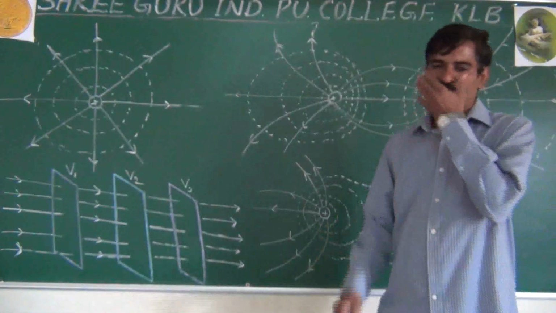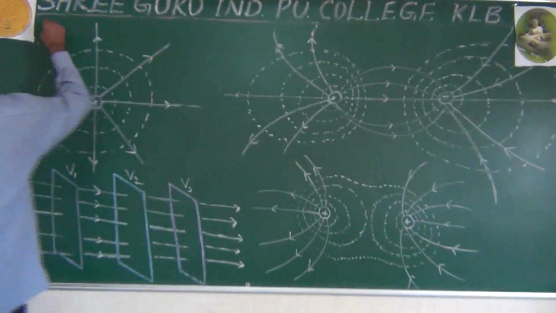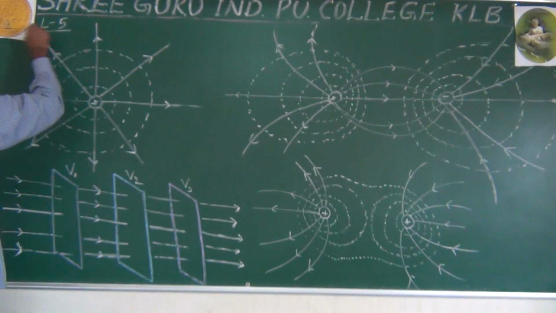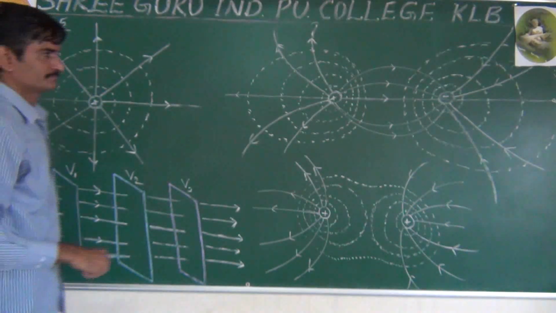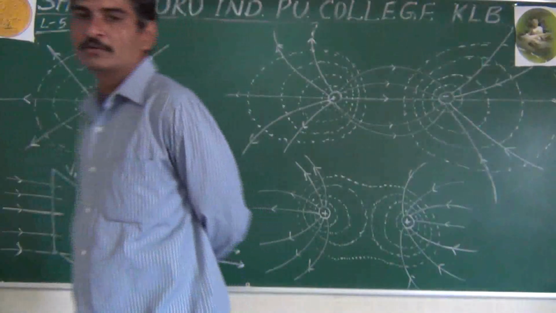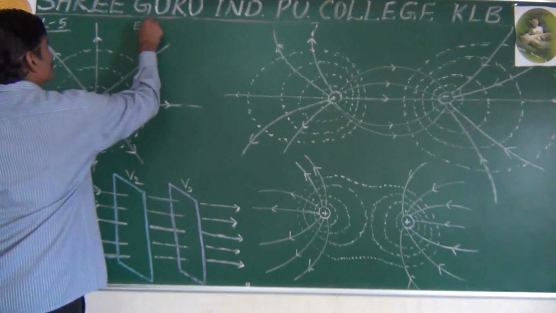Good morning, students. So today we have lecture number 5 on electrostatic potential and capacitor. Electric potential and capacitor, lecture number 5. Okay, so now in this class we will study about the equipotential surface.